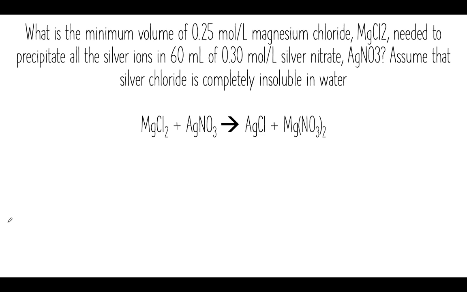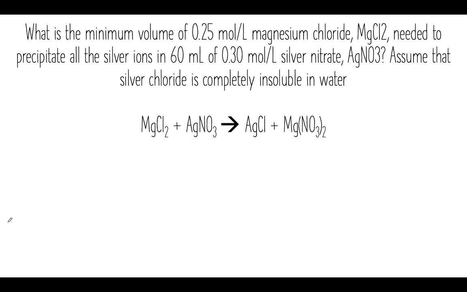So in this first example, they're asking us, what is the minimum volume of 0.25 moles per liter magnesium chloride needed to precipitate all silver ions in 60 milliliters of 0.30 moles per liter silver nitrate? Assume that silver chloride is completely insoluble in water.